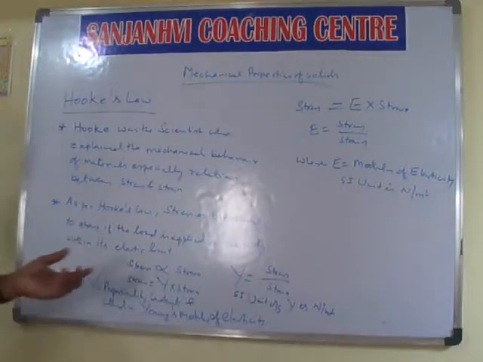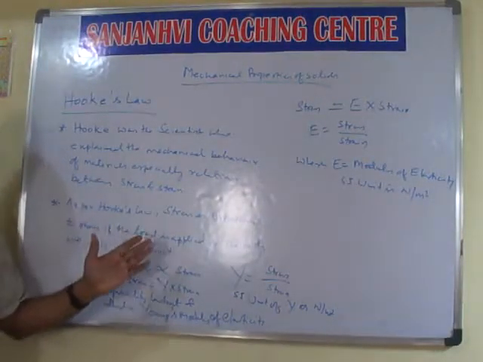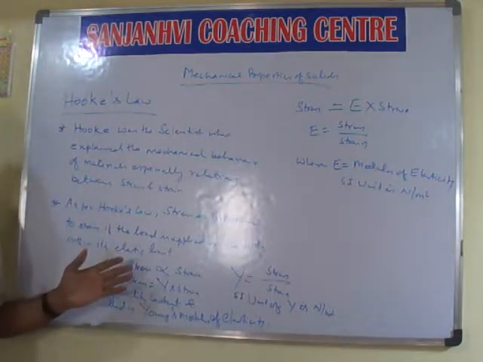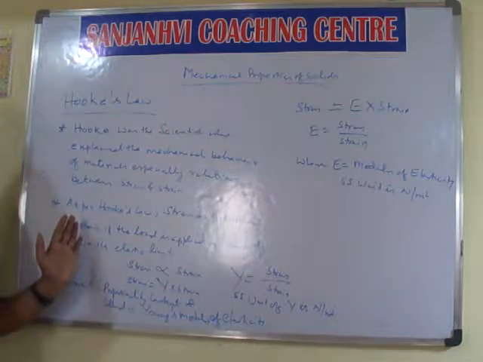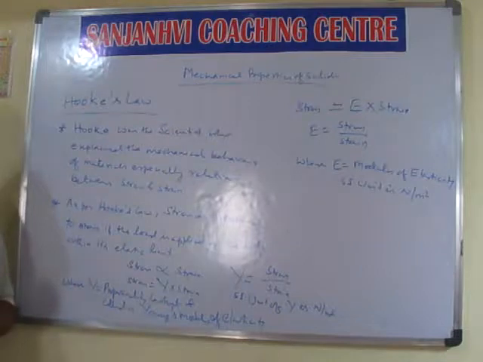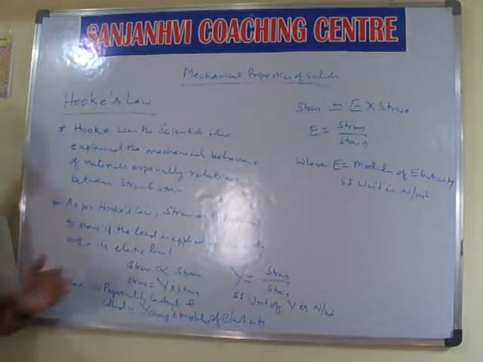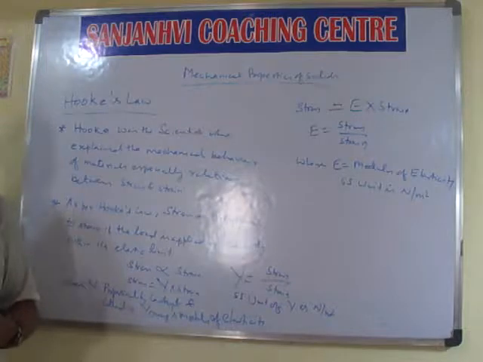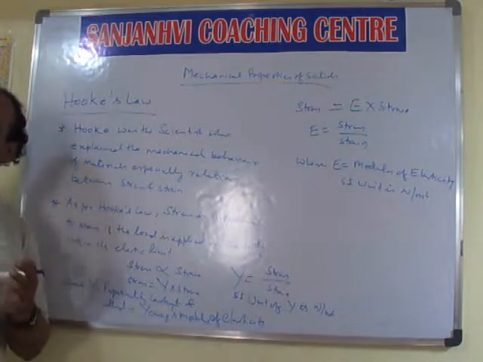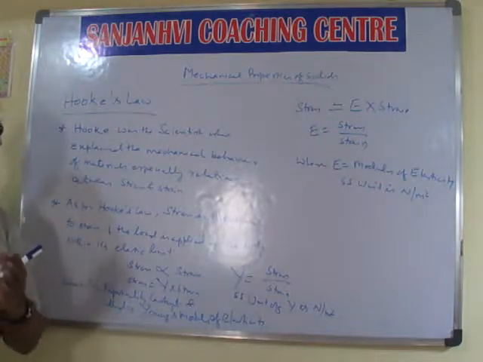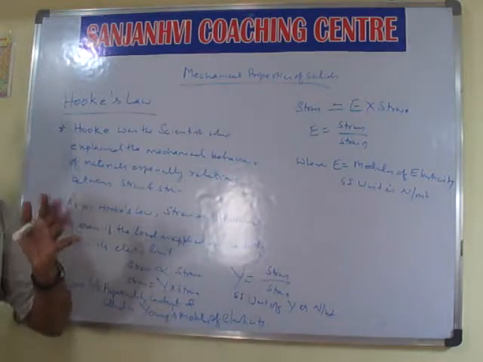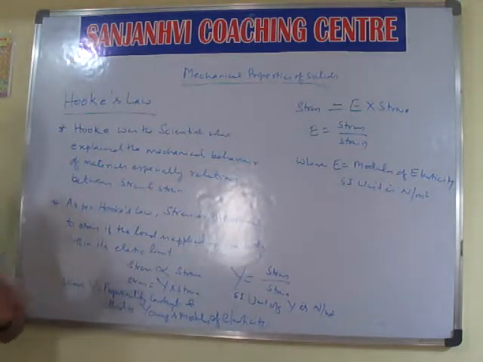Permanent deformation. If the load is applied beyond its elastic limit, a permanent deformation will take place, and that condition is dangerous. The structure will fail. Suppose you are constructing a bridge, and in that bridge we are putting iron rods and other things. If those iron rods are loaded beyond their elastic limit, then some bend and structural failure will take place.